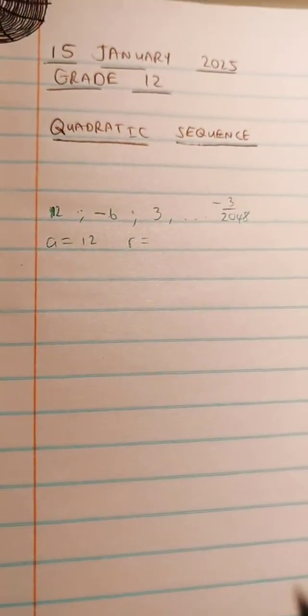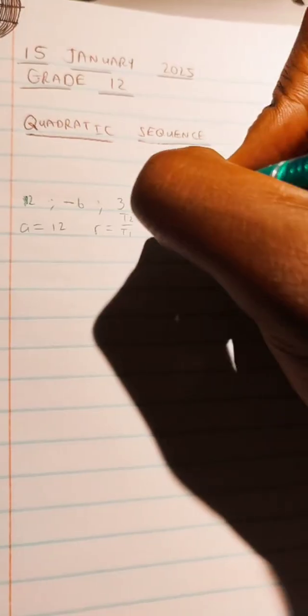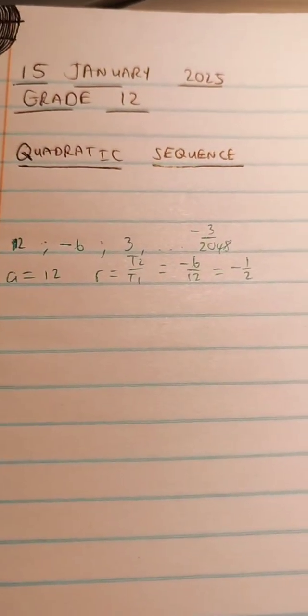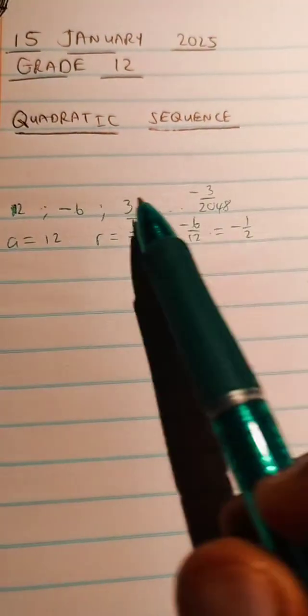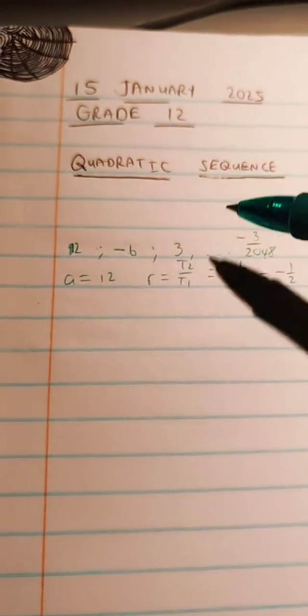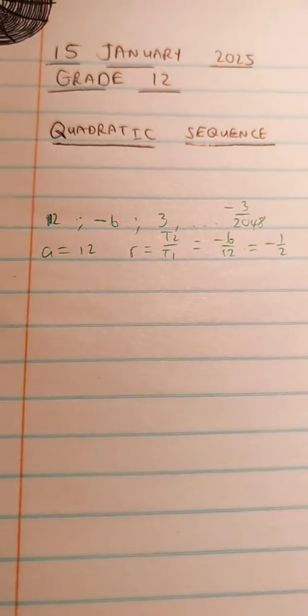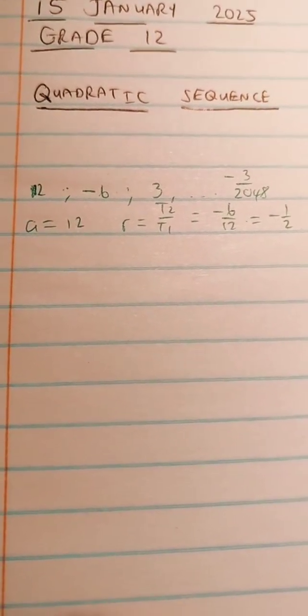Since it's geometric, we are going to calculate the value of R. R is T2 divided by T1, which is minus 6 divided by 12, which gives us a negative half. So A is equal to 12, R is equal to negative a half. We could check it by T3 divided by T2, which still gives a negative half. So negative half is the constant ratio in the sequence.